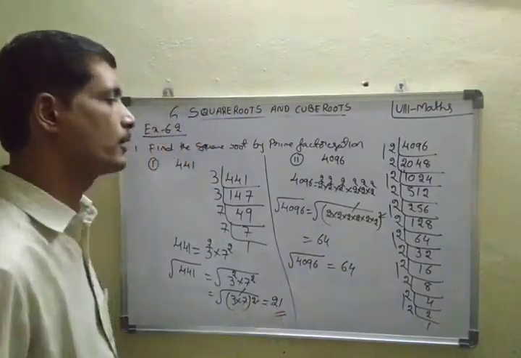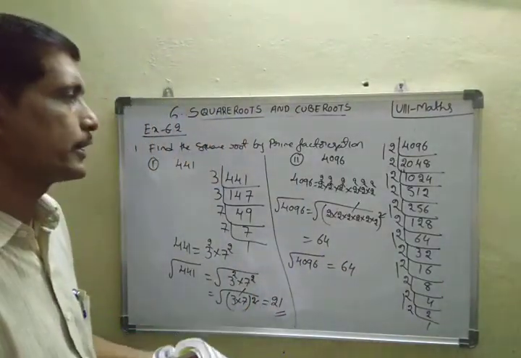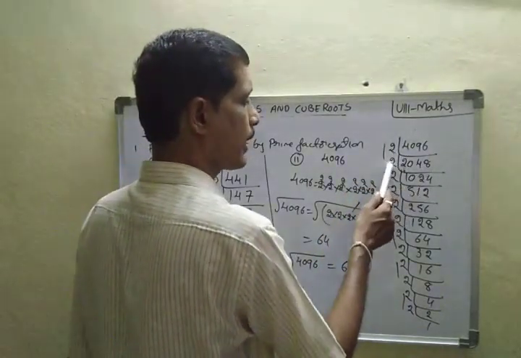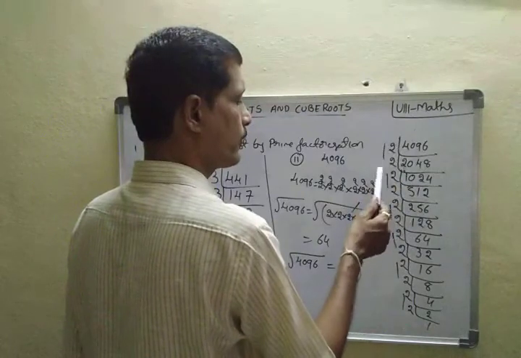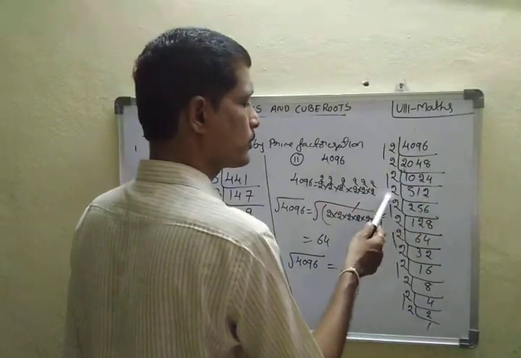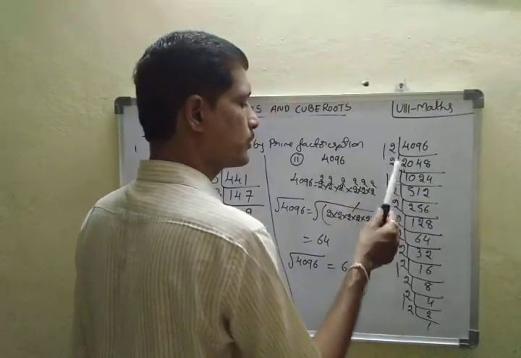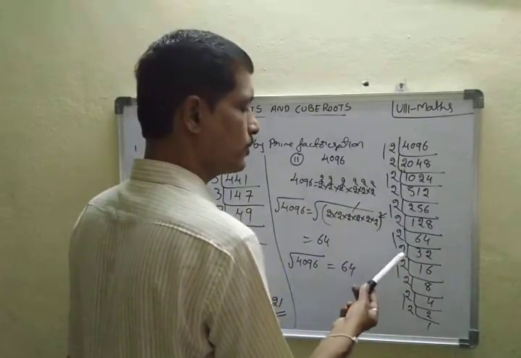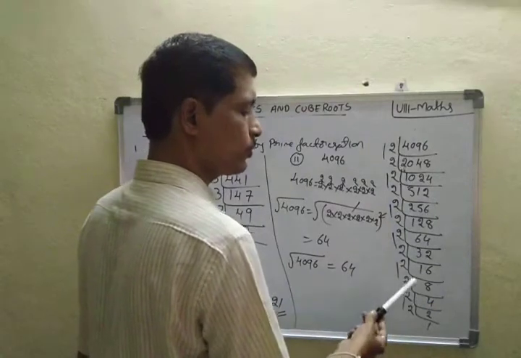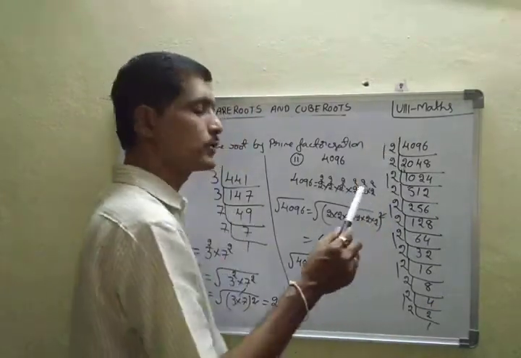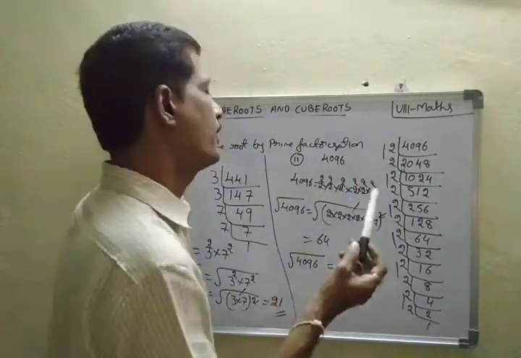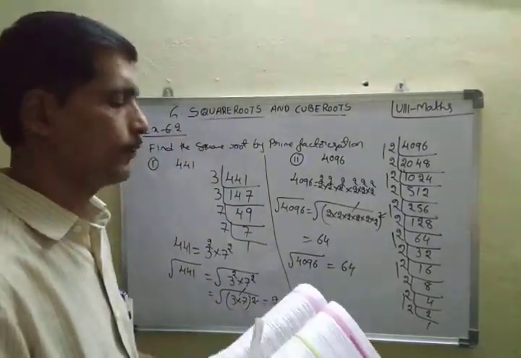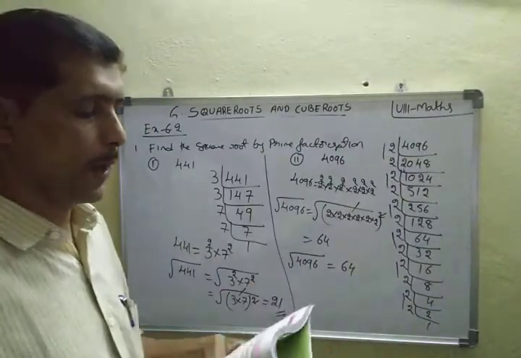Here one more time, the square root of 4096: 2 table, 2048, 1024, 512, 256, 128, 64, 32, 16, 8, 4, 2. Therefore how many pairs? Total 6 pairs are there. Therefore the square root of 4096 equals 64. Next, word problems.